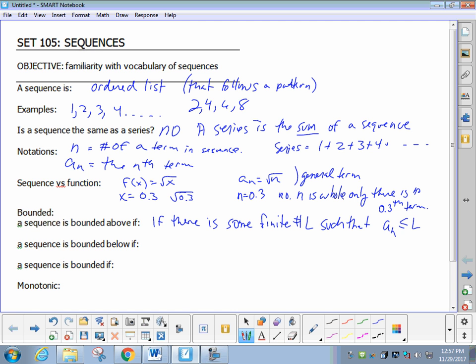Bounded below then would be if there is some finite L such that all terms are greater than that number. That's the bottom floor, so all terms would be above that. If it was a lower bound, then it's less than all the terms in the sequence. So generally speaking then, a sequence is bounded if it is bounded both above and below.